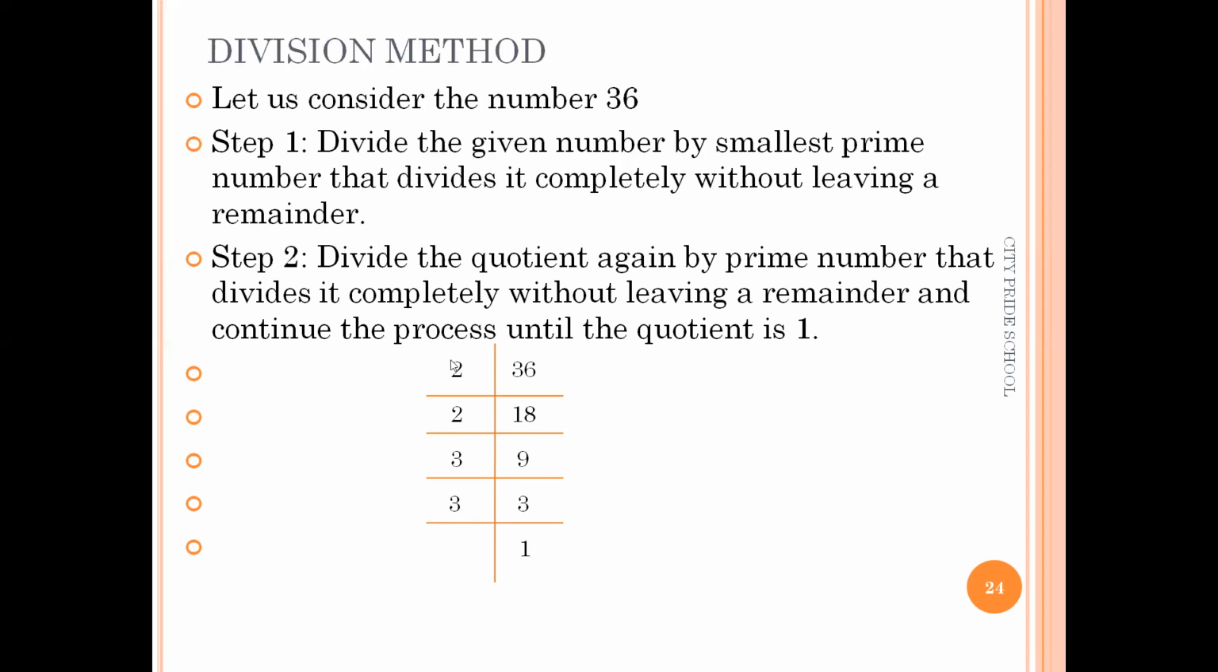So on the left side, we have to take only prime numbers. Okay. And then thus 36 is equal to, we have to multiply all these prime numbers that we get: 2 multiplied by 2, multiplied by 3, multiplied by 3. Here 3 3s are 9, 9 2s are 18, and 18 2s are 36. So we have learned two methods, the factor tree method and this division method, to find out all the prime factors of the given number.